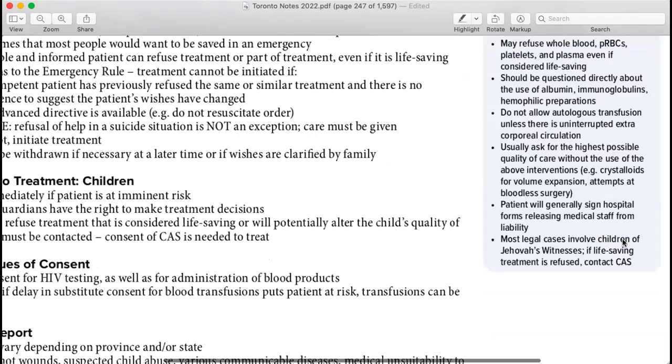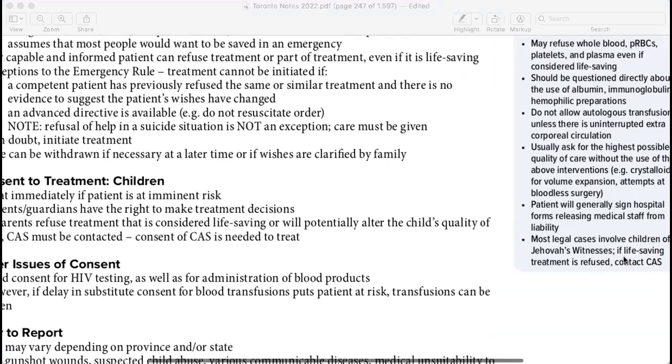Most legal cases involve the children of Jehovah's Witnesses. If life-threatening and the transfusion is refused, contact the CAS. If you don't have the option of contacting the CAS, then you are going to transfuse the blood. If there is an option of contacting the CAS, then definitely contact the CAS before doing anything else.